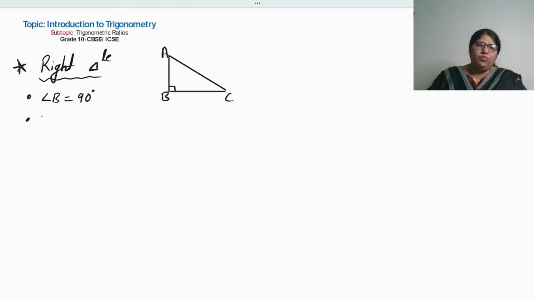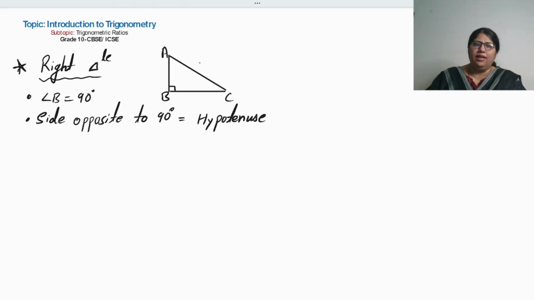Now, what is the side opposite to the 90 degree angle? If I consider this as the 90-degree angle, the opposite side is AC. That is always known as the hypotenuse. So the side opposite to 90 degrees, we call the hypotenuse. That is nothing but the longest side of the triangle, which is always opposite to 90 degrees.